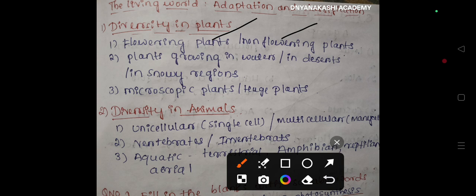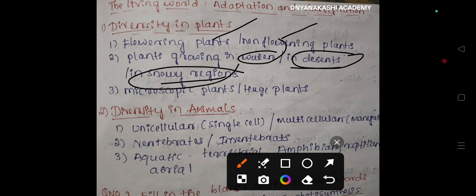The plants are growing in water, desert, and snowy regions. This is a diversity of plants: how plants grow in water, how plants grow in desert regions, how plants grow in snowy regions, like this. And the third one, diversity of plants, microscopic plants and huge plants. Microscopic means we cannot see them with naked eyes. Those plants we call microscopic plants.